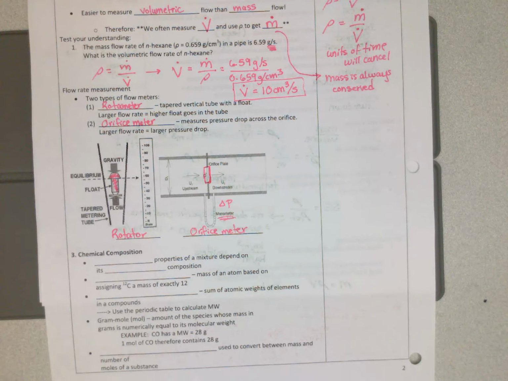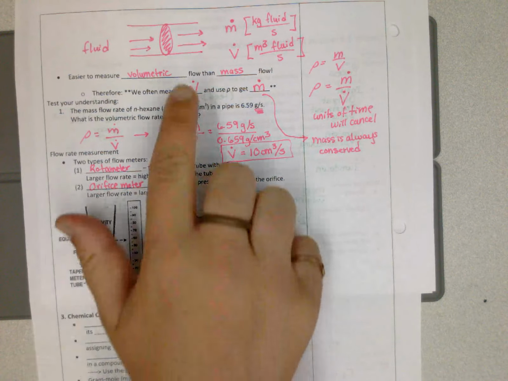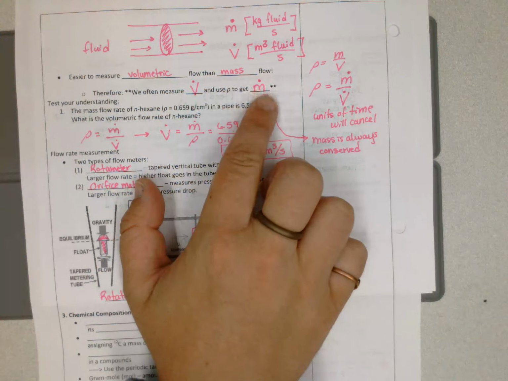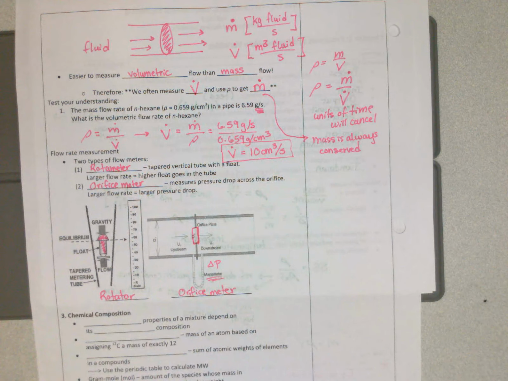After this, we're going to talk about chemical composition. Make sure that you understand this concept up above, the fact that we can use volumetric flow to get mass flow. That's really important. So just make sure that that's really clear before you move on.